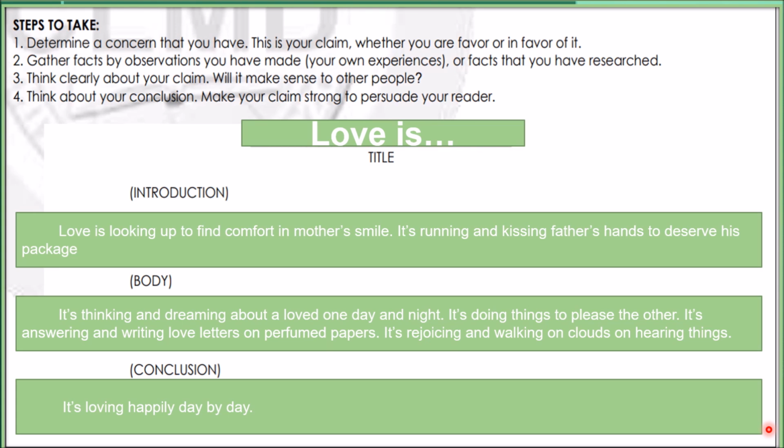Kung gusto mo hatred, iba naman ang gagawin nyo about their family. Tapos, favor, kung gusto nyo naman yung may opposition. Kung gusto nyo, favor kayo sa whatever you want, the issue. Kaya ang gagawin nyo, gagather nyo ang facts. I-observe nyo. Tapos, i-gather nyo. Think clearly about it. Tapos, think about the conclusion. Basta may introduction, may body, and may conclusion. Naintindihan po? Okay.